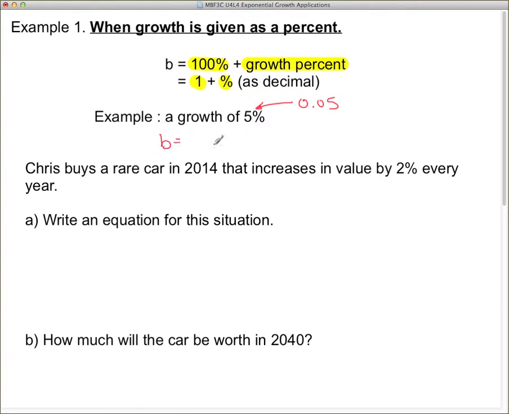And then B actually equals 1, which we talked about stands for 100%, plus 0.05. So our growth factor is 1.05. So let's take a look at this situation.